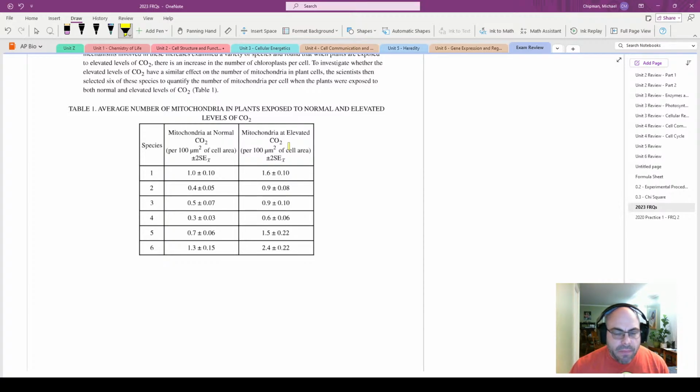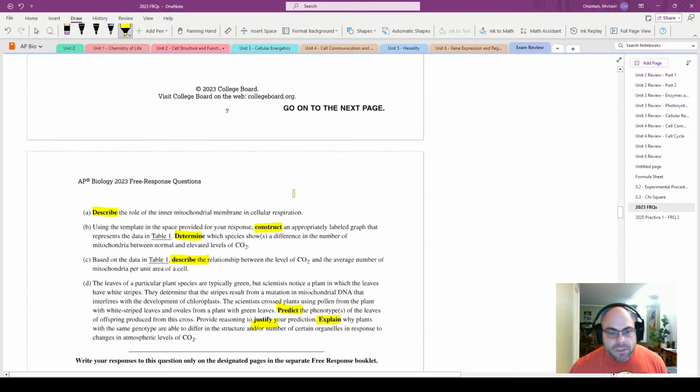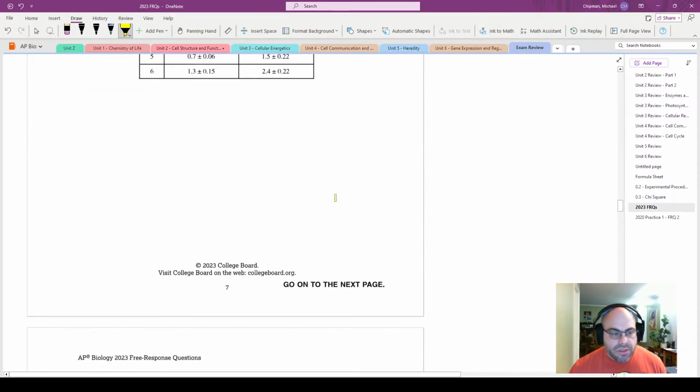Every single time, ask yourself what's being measured. That's going to go on your y-axis. What is that measurement based off of? That's going to go on your x-axis. So yeah, good questions, really good questions.